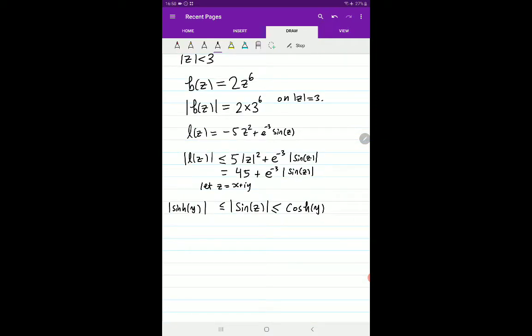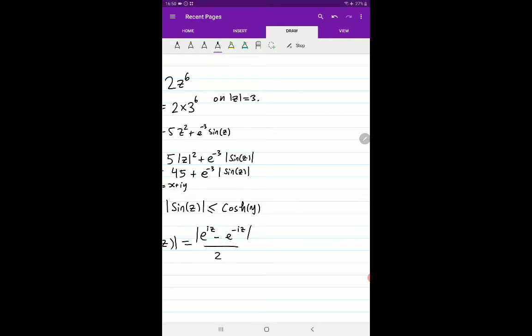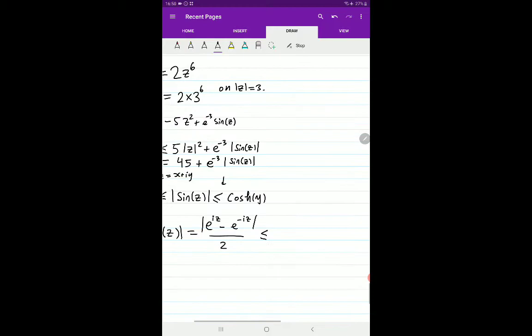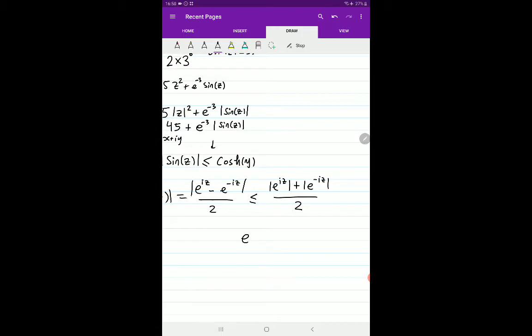Now just to prove this, it's actually pretty straightforward. So sine of z is e to the iz minus e to the minus iz over 2i. Take the absolute value. This gives me a 2 on the bottom. Now for this part, I can do less than or equal to, and be very generous and use the triangle inequality. Now I use the fact that if I've got e to the something which is purely imaginary, it is going to have an absolute value of 1.